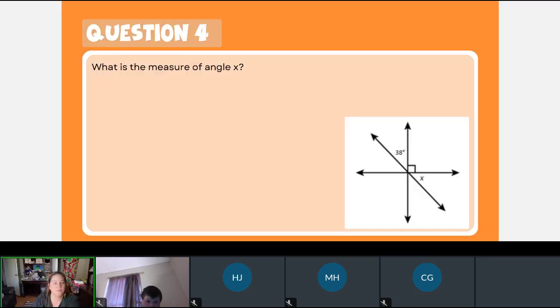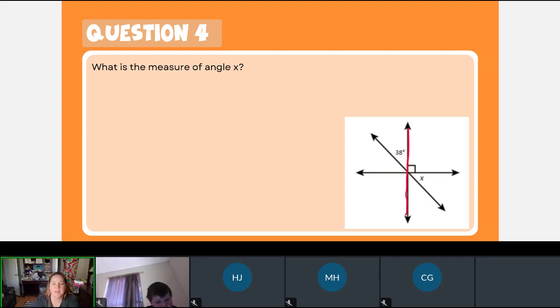All right, let's take a look at number 4. Number 4 says, what is the measure of angle X? Now, the first thing I notice when I look at this is X is over here, and this is a straight line, right? What do we know about straight lines? How many degrees is a straight line? Y'all tell me in the chat. Not 90.